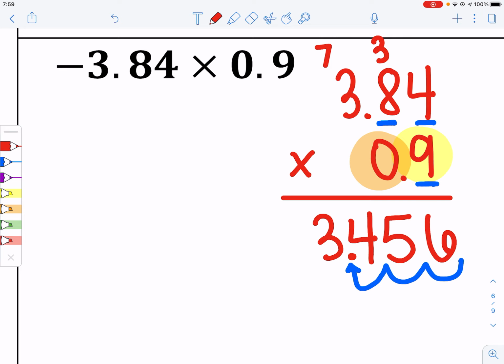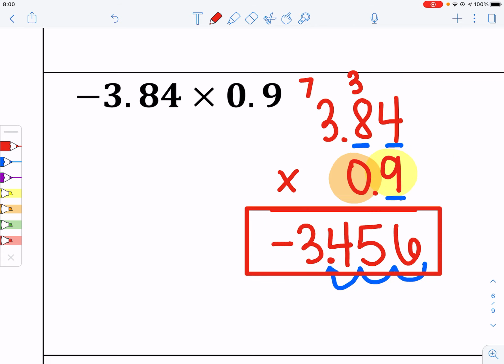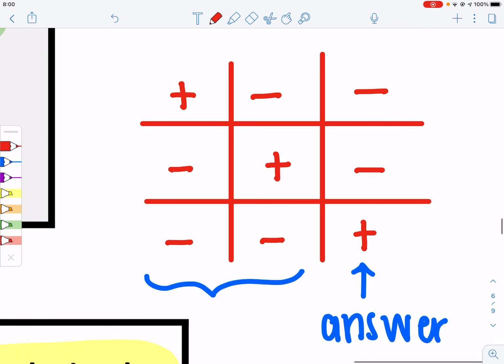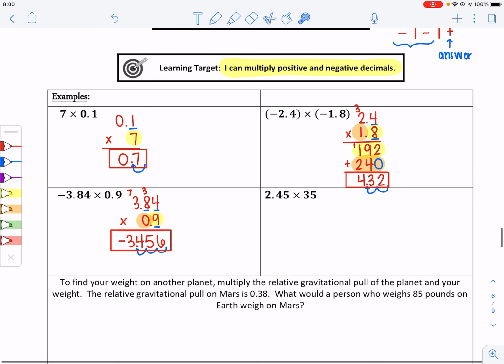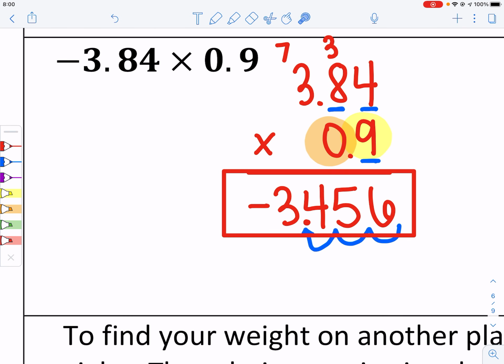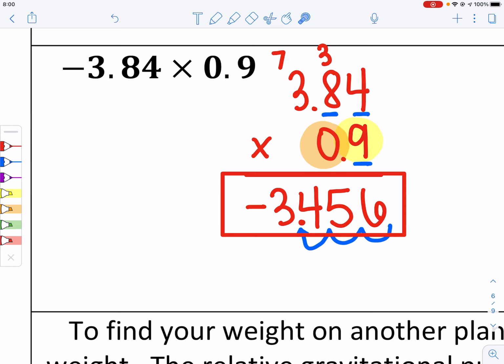And then lastly, I want you to determine what your final answer is. Is it 3.456 or is it negative 3.456? What would your final answer be? All right, so I know when I have a negative times a positive, my answer is going to be negative. So different signs, answer is negative. And I'll go back up to that tic-tac-toe chart to show you. If it is a negative times a positive, your answer is negative. So final answer here, I need negative 3.456 or negative 3 and 456 thousandths.